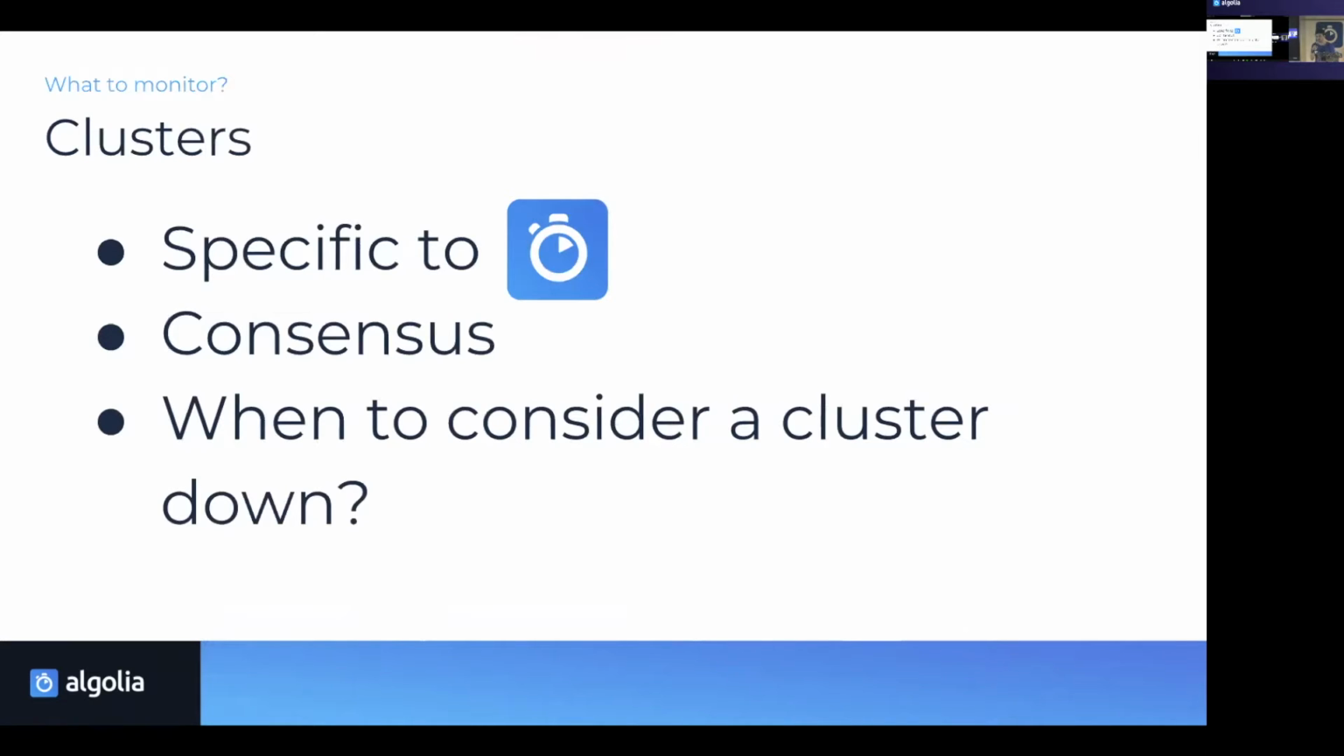So the clusters, as I said, are very specific to us because of the way we work and the way the search engine works. Between the three machines of a cluster, we've got a consensus. And so the data is replicated on the three machines, so it's highly available and replicated. And the question we have to ask ourselves, and we are the only ones who can answer it, is when do we want to consider a cluster down? Is it when one machine is dead, two machines are dead, or three machines?